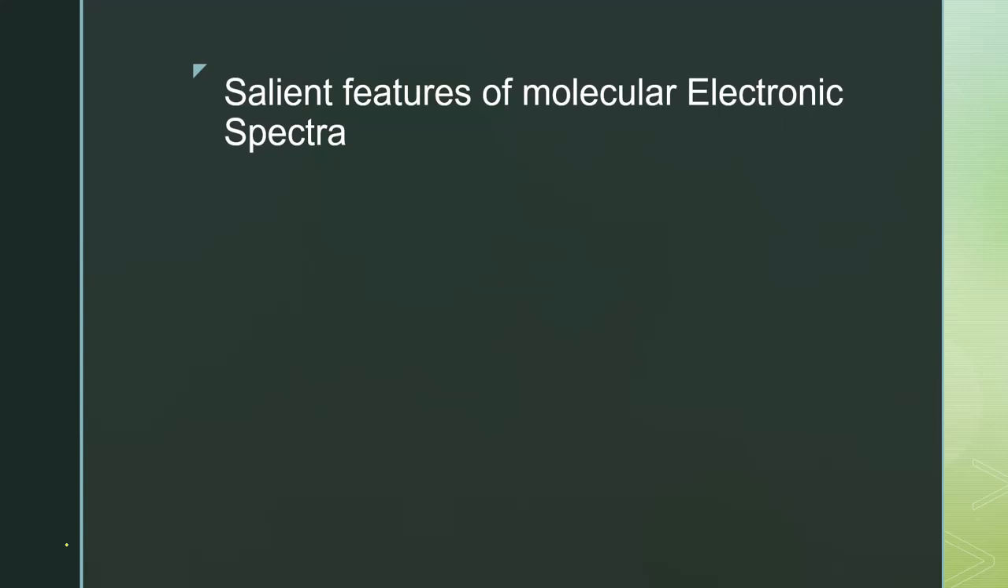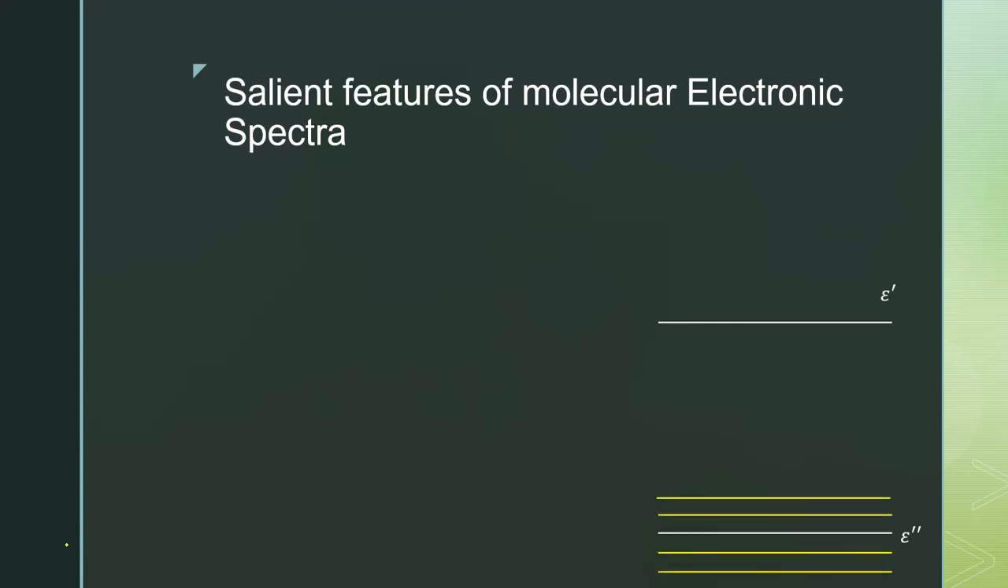Now let us see the salient features of electronic spectra. We know that the electronic spectra arises due to transition of electrons between two electronic levels. If I denote the lower electronic level by double dash and the higher upper electronic level by single dash, then we can see that the single electronic level will be consisting of different vibrational levels. And we have seen this in our previous video, a single electronic level will be comprised of different vibrational levels, and a single vibrational energy level will be comprised of different rotational energy levels.